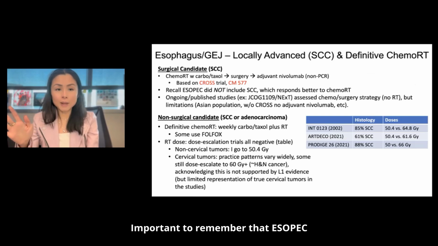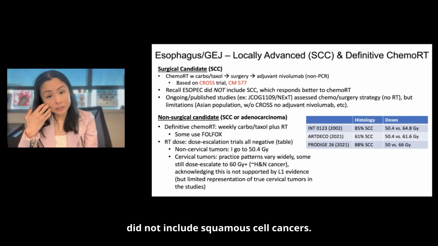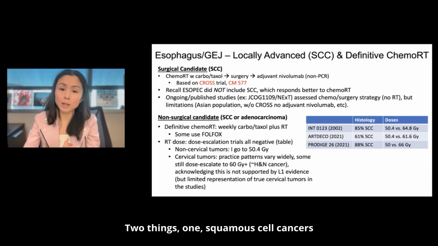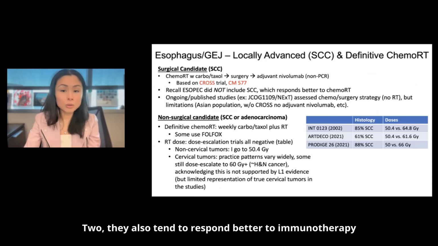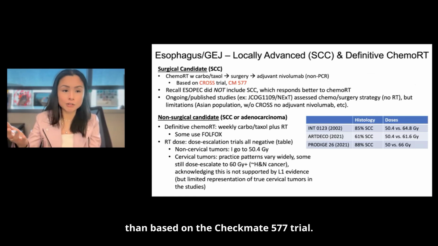Important to remember that ESOPEC did not include squamous cell cancers. And why is that important? Two things. One, squamous cell cancers tend to respond better to chemoradiation. Two, they also tend to respond better to immunotherapy, based on the CheckMate 577 trial.